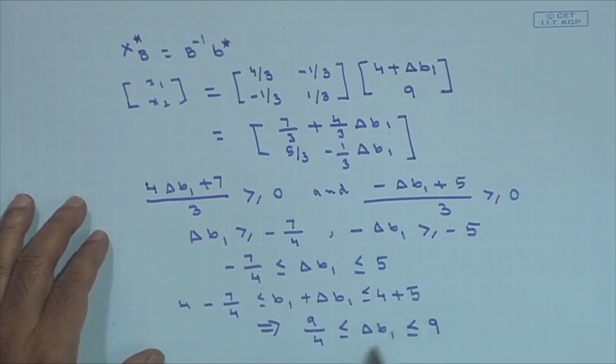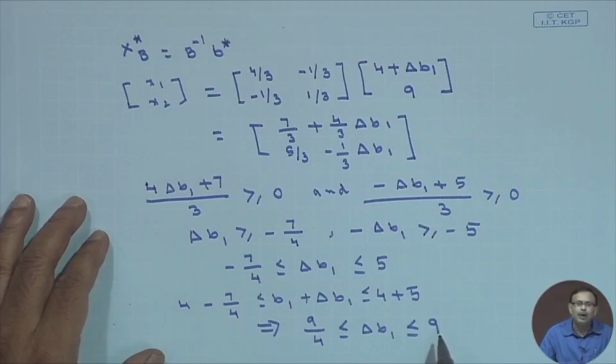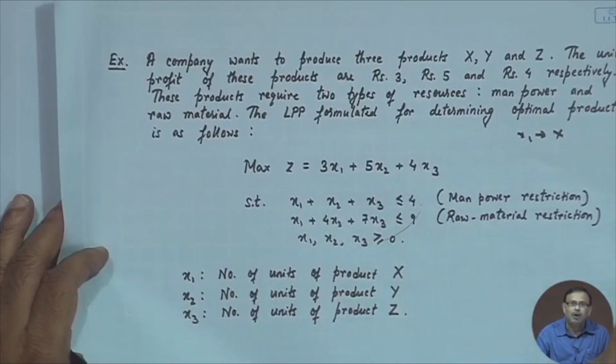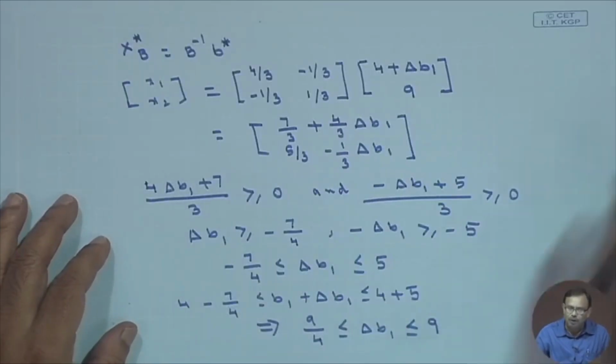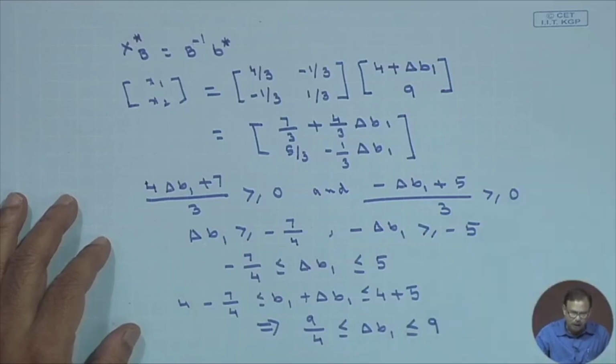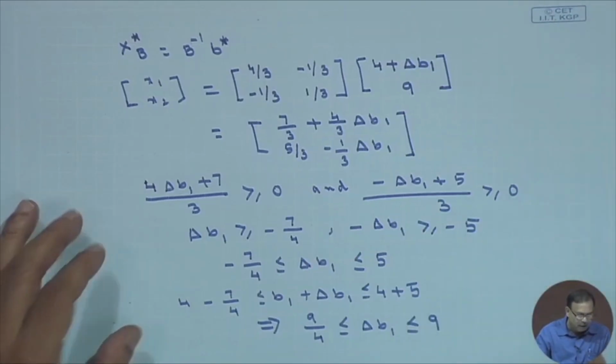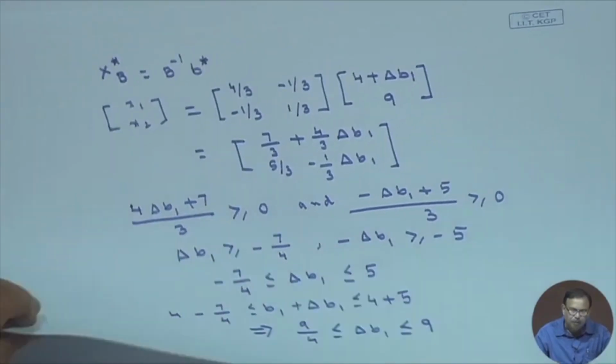if the value of the first resource B1 is increased from 4 units to a maximum limit of 9 units, then the optimal solution will remain the same, there will be no change. So, for the first resource, the original value was 4. From the original value 4, if we increase it up to 9, there will be no change in the optimal solution. In the same way, now let us check the second one, that is B2.